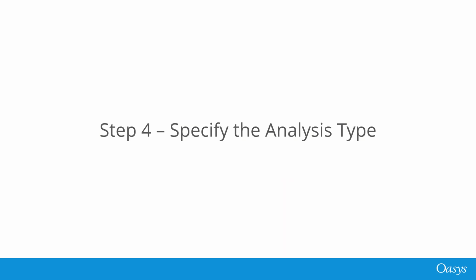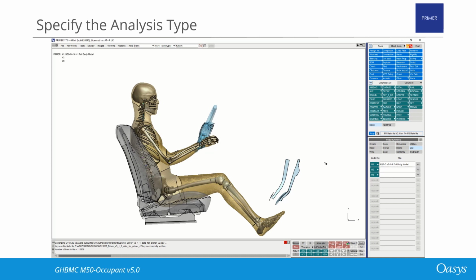The next step is to specify the analysis type. There are various positioning analysis types that are available within Primer. The setup of these analyses is in Tools, Safety, Dummy and Seatsquash. Here we have three options.